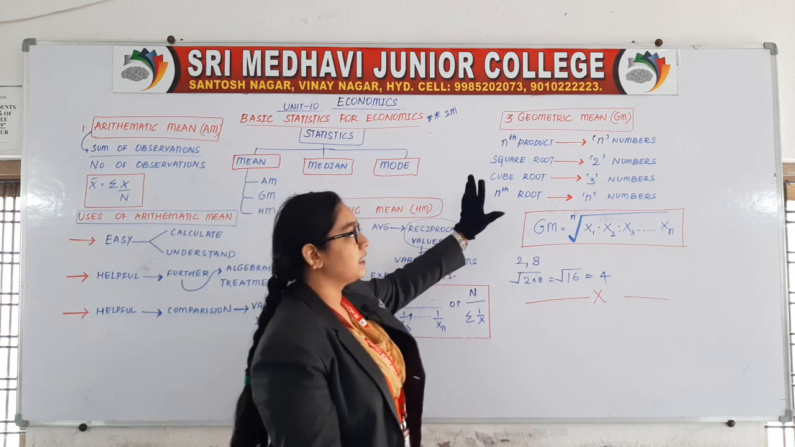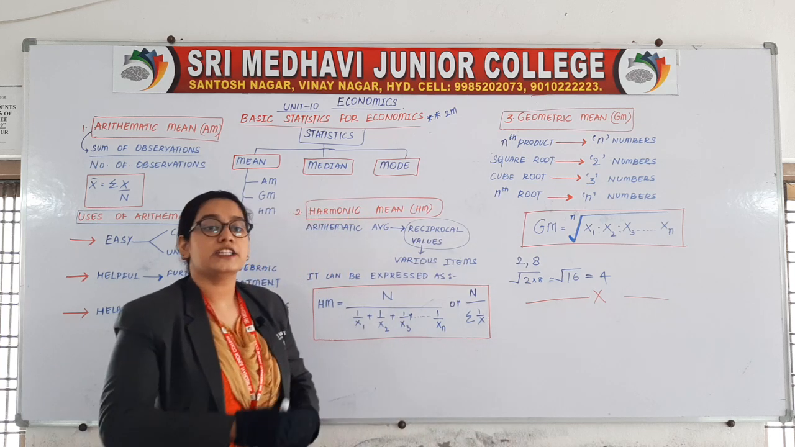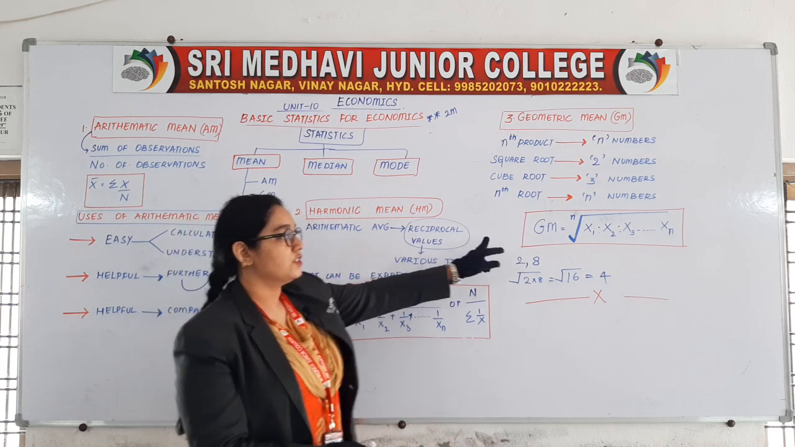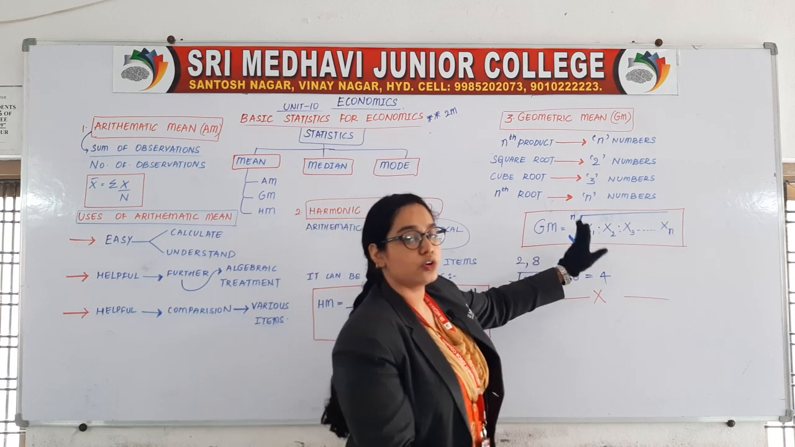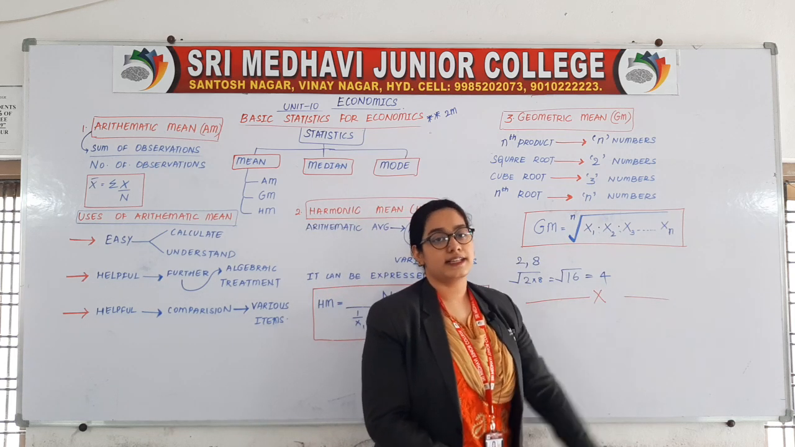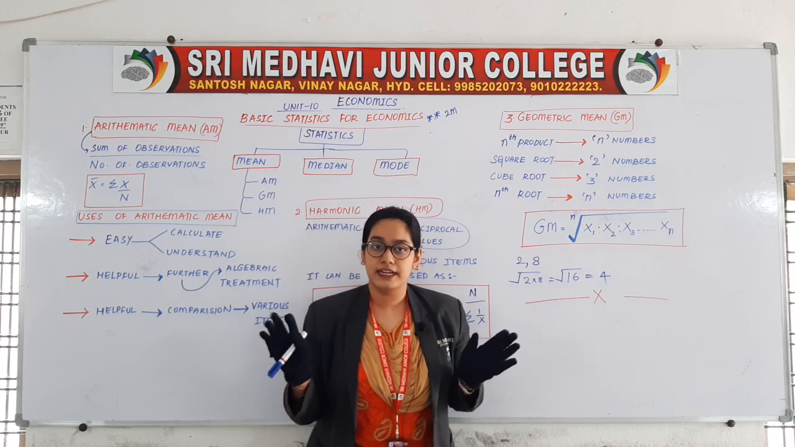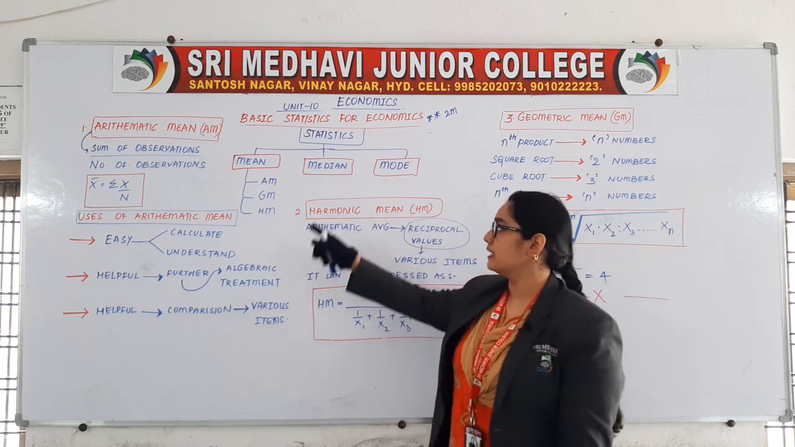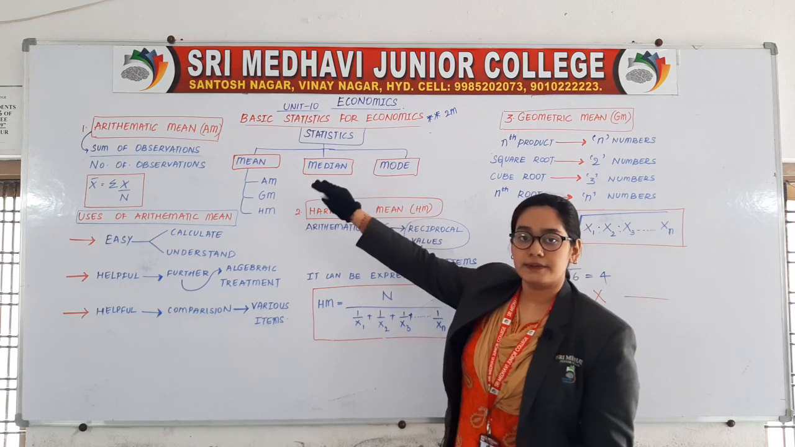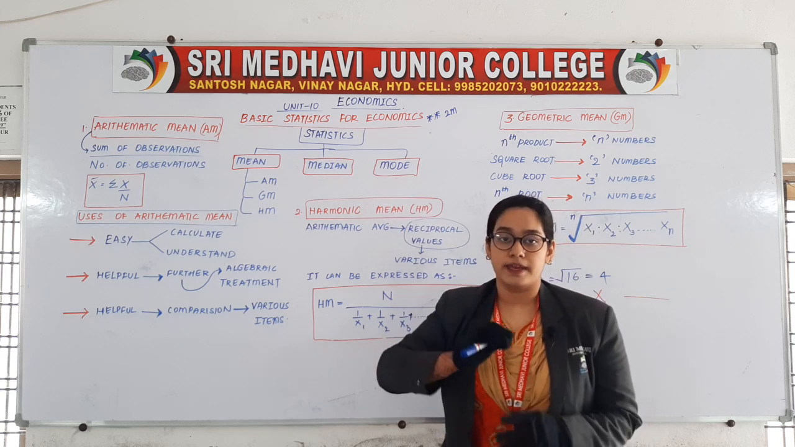The last type of mean is geometric mean, which is denoted by GM. GM is equal to the nth root of x1, x2, x3 and so on up to xn. So the topic of mean is completed. In the next class we will discuss these two topics, that is median and mode. These both are 5 marks topics.